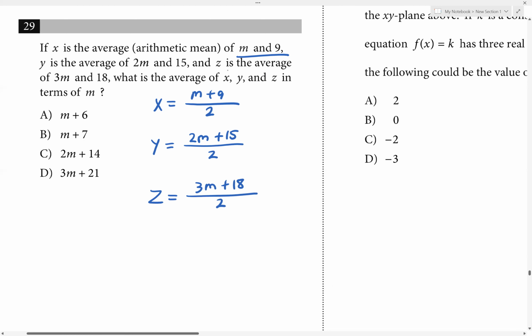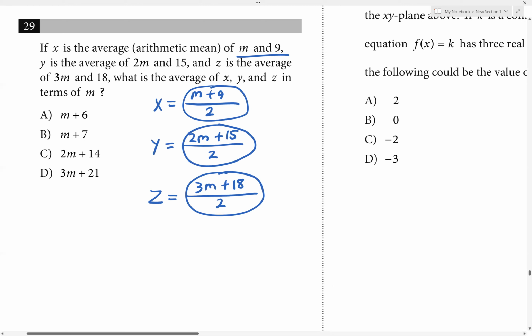Okay, what is the average of x, y, and z in terms of m? So now we're trying to average these three values, x, y, and z. We want it in terms of m, so I had to use these fractions. Okay, so we have the three fractions, they're all in terms of m. So we can go and add them together, and then we have three things, so I had to divide it by 3.